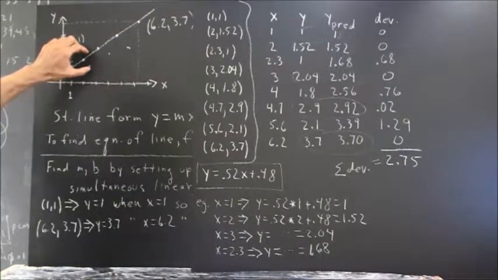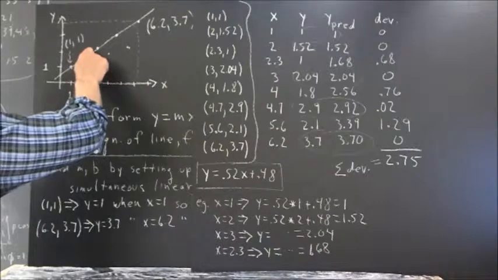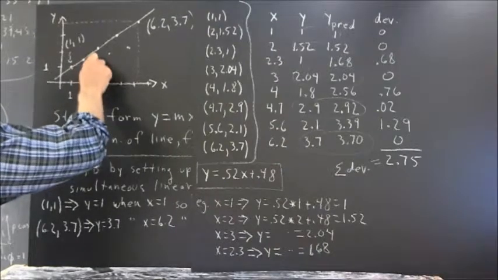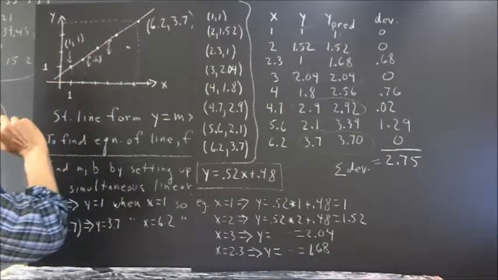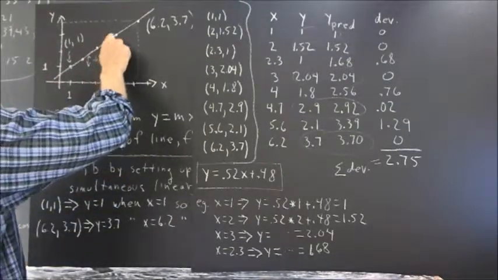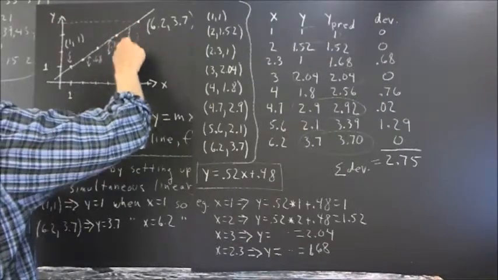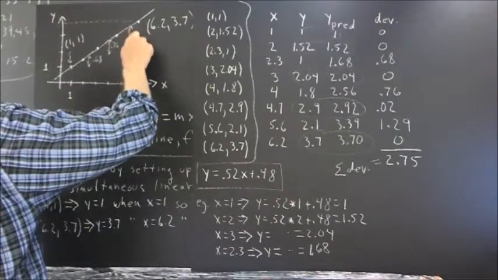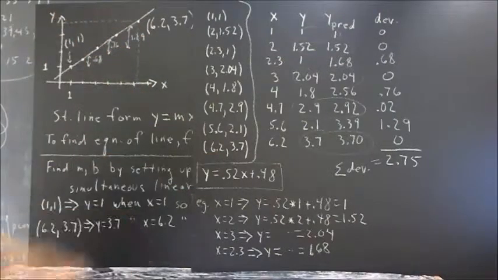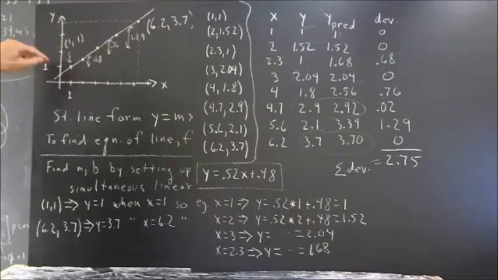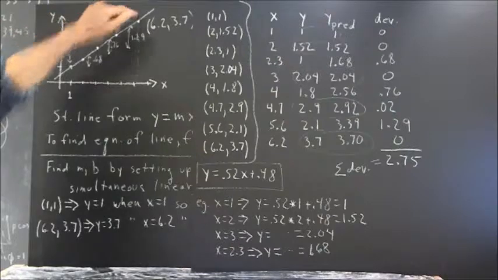So one of our deviations here, the deviation 0.68, okay, that deviation is 0.68. This deviation appears to be 0.76, and this deviation appears to be somewhat greater at 1.29. If we add up those deviations, we get 2.75. And that is one measure of how well we did when we approximated our data by the straight line through the first and the last points.